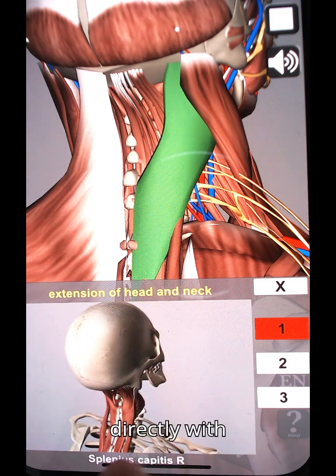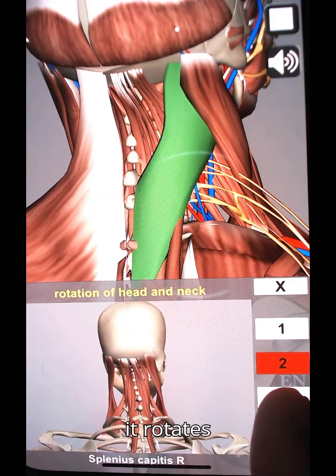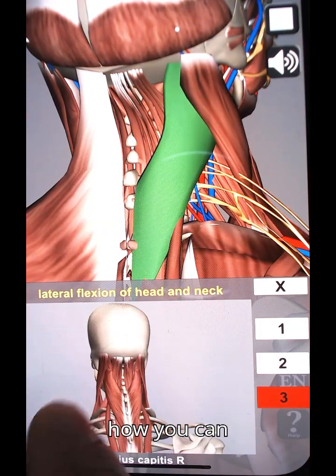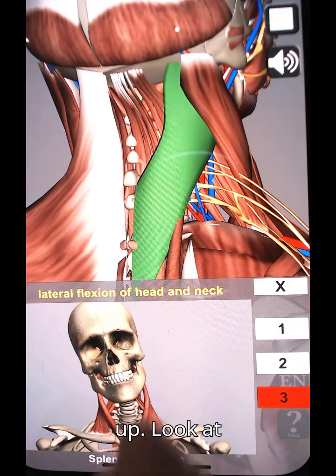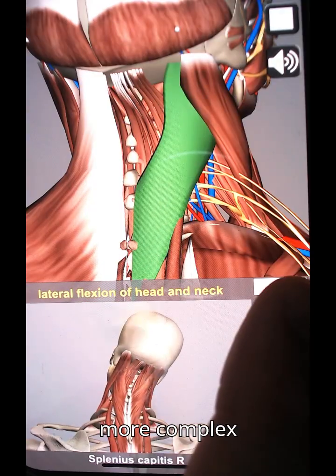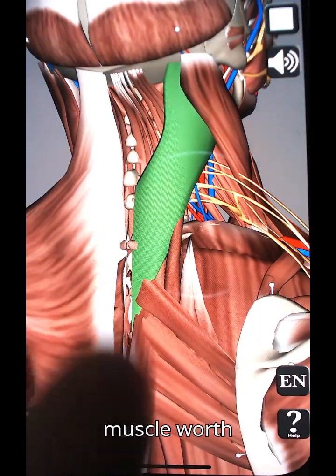It's kind of directly at the C7, which is at the base, but it moves your skull and it rotates your skull. And things that move and rotate your skull can cause, you see how you can have a flexion here. If one side of the splenius capitis is tight, all that muscle gets crunched up. Look at that. Look at it gets all crunched up. And that's how you get more knots in more complex parts of your body. So that's definitely a muscle worth massaging.